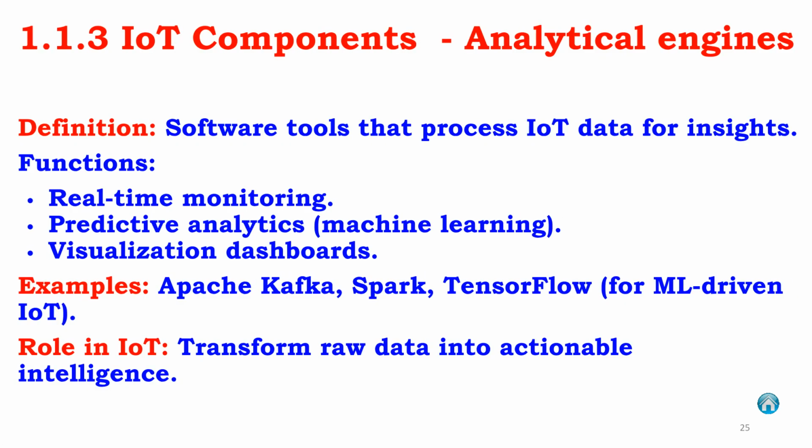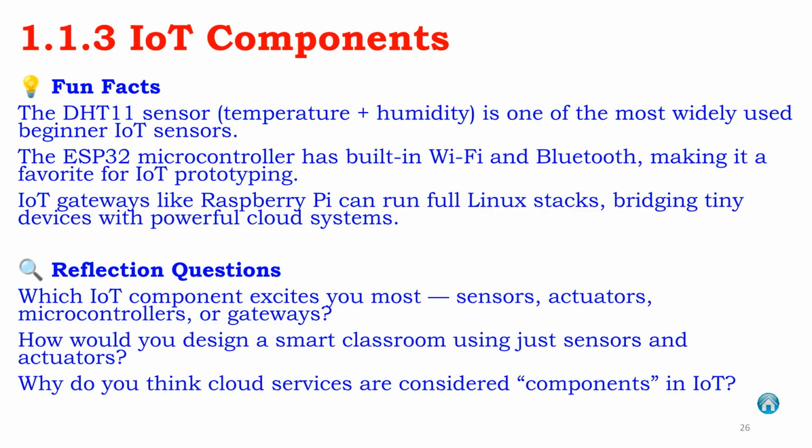Analytics engines are software tools that process IoT data for insights. They enable real-time monitoring, predictive analytics, and visualization dashboards, transforming raw data into actionable intelligence. The DHT11 is a widely used beginner sensor, and the ESP32 is a favorite microcontroller due to its built-in Wi-Fi and Bluetooth. IoT gateways, like Raspberry Pi, can run full Linux stacks.